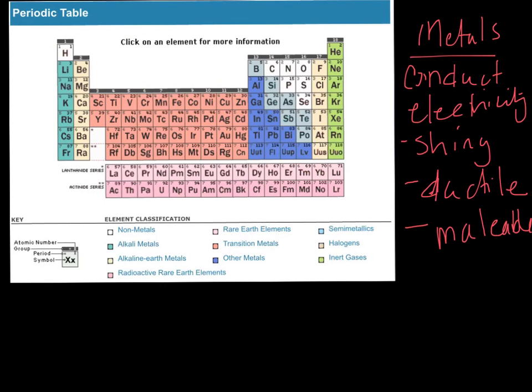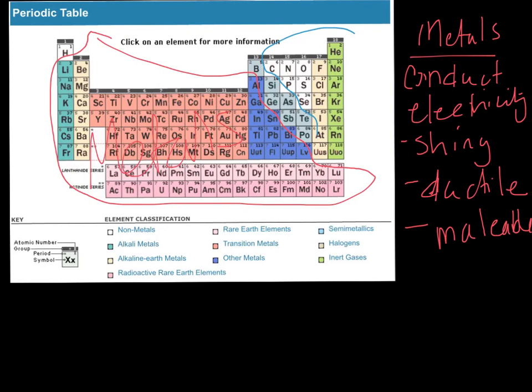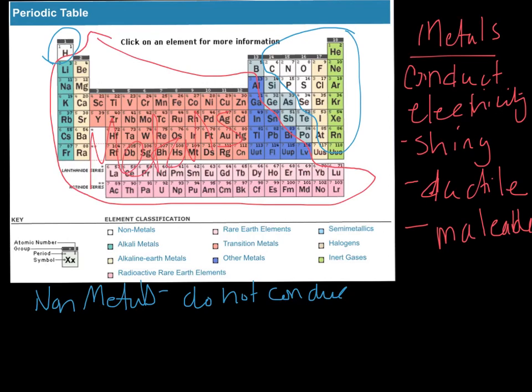all of these guys here. So let me go ahead and just circle that. So our metals, we're going to be talking about that group right there. Okay, metals. And then our non-metals, which are going to be these guys over here, right? Plus hydrogen. You guys all know this. Non-metals, they do not conduct electricity. Many of them are gases.